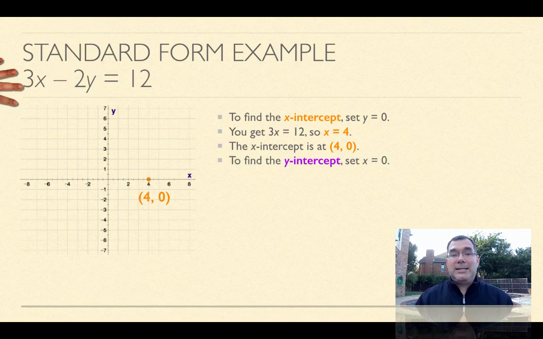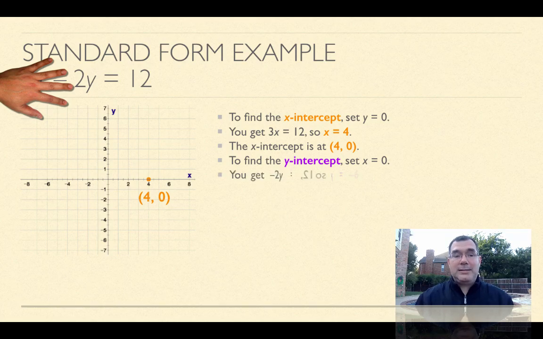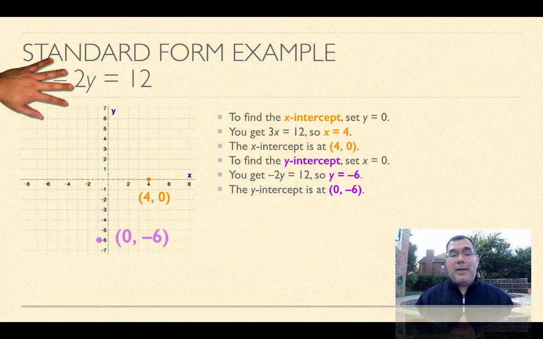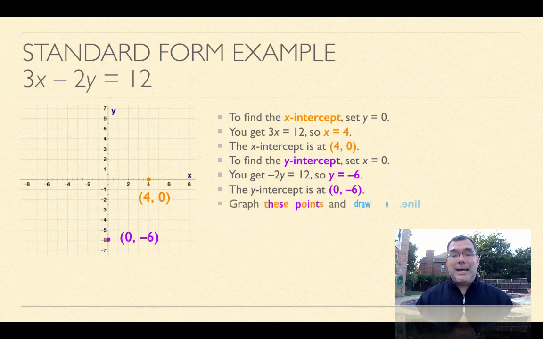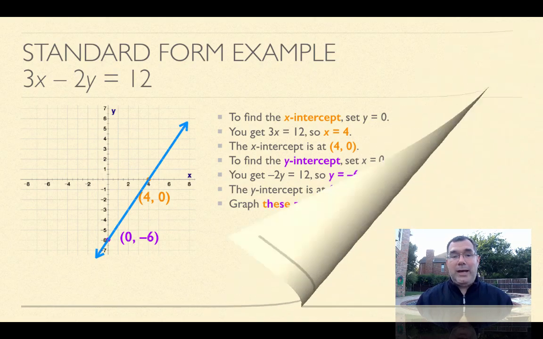Then I set x equal to 0 to find my y-intercept. And if I do that, I have to remember there's a sign there in front of that y term, so it's actually negative 2y equals 12, so y will equal negative 6 once I divide both sides by negative 2. I plot that point as well on the y-axis. Now I have 2 points, and I know exactly where the line goes. And there it is. So there's an example of how to do that.